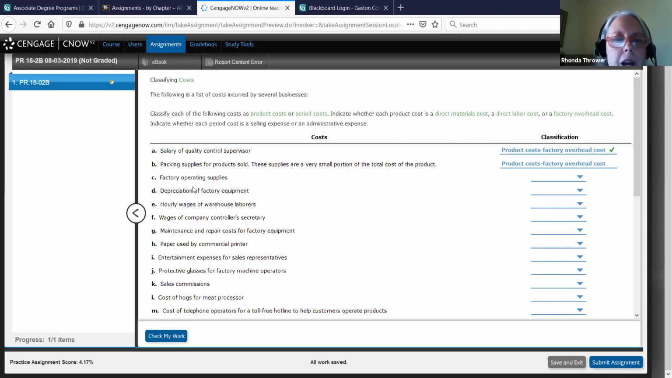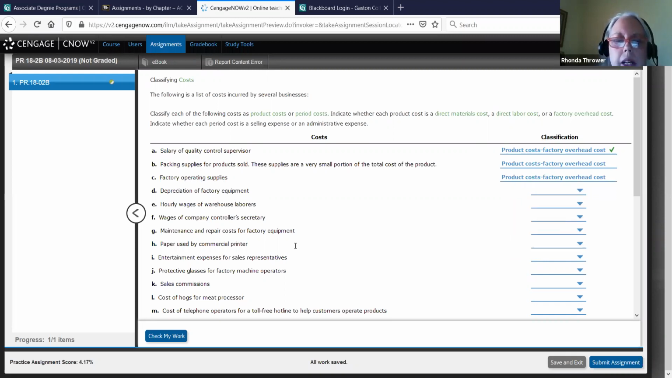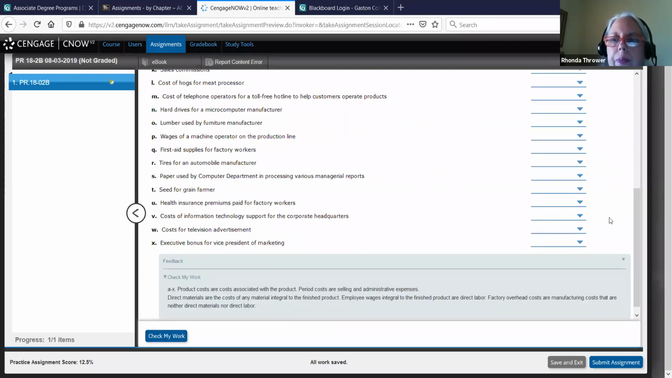Factory operating supplies are also a part of the product cost. Since they relate to the factory, they will be a factory overhead cost. Factory operating supplies are really indirect materials cost, and they would be considered a part of factory overhead. So the best choice here is product cost, and it's factory overhead cost.